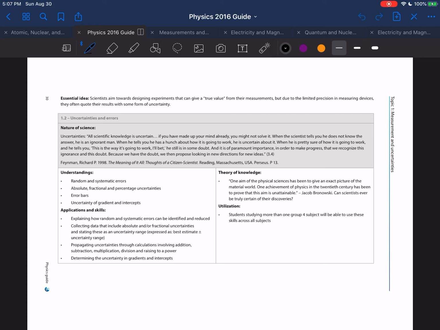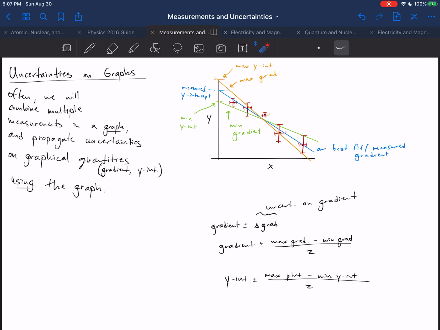Hello everyone. In this video we will continue to examine topic 1.2, uncertainties and errors, and in particular we will begin to focus in on error bars and uncertainty of gradient and intercepts. Often we will combine multiple measurements in a graph and we'll propagate the uncertainties on graphical quantities, so the gradient and the y-intercept, using the graph.